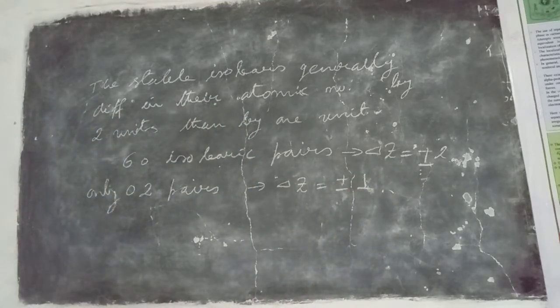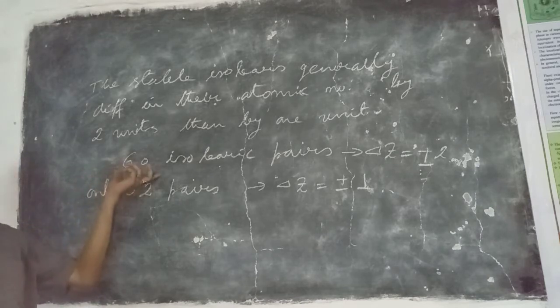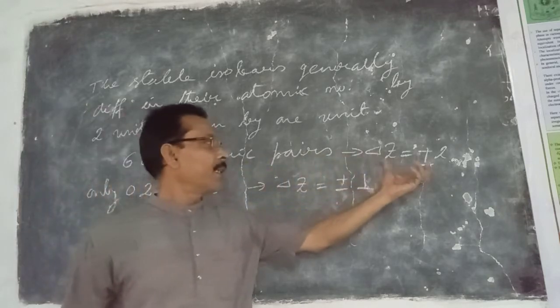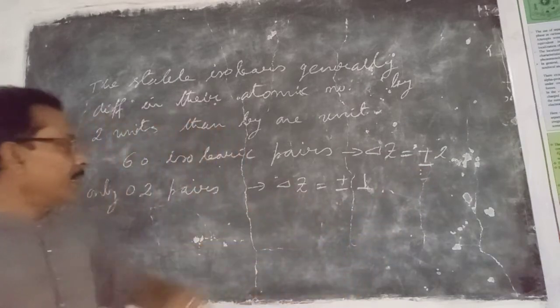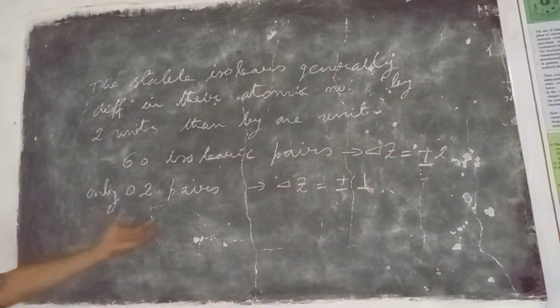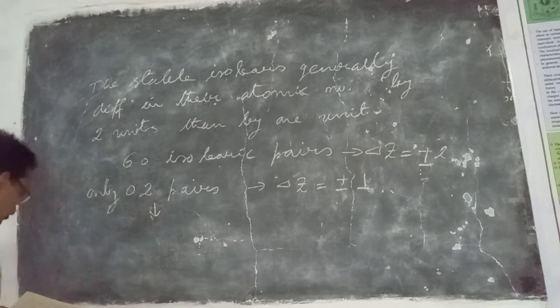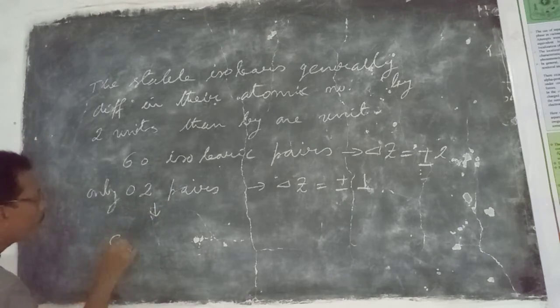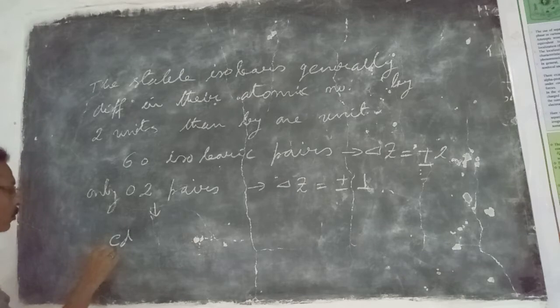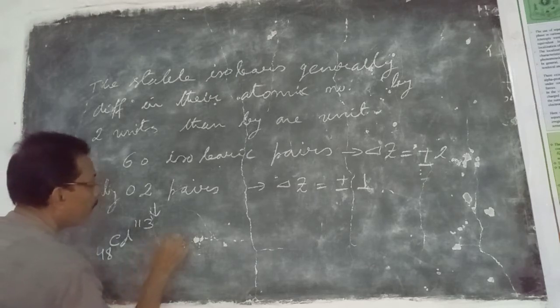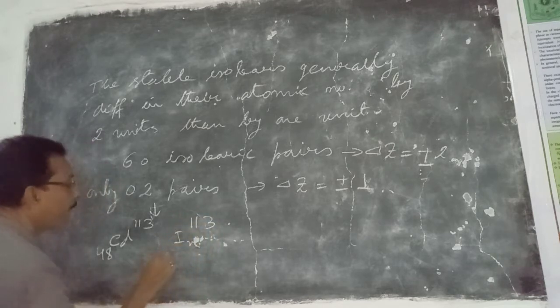Generally there is a tendency that most of the stable isobars differ in their atomic number by 2 units rather than 1 unit. There are exceptions, only 2 pairs. These are cadmium 113 with Z 48, and indium 113 with Z 49.